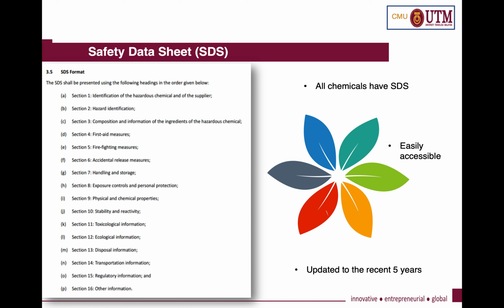Number 5, in case of fire. Number 6, accidental release measures, such as spills or splashes. Number 7, important for you to handle the chemical later on, and also to store it if you are not going to use it immediately upon receiving. And number 8, the one I told you to look at when you get it, is the exposure control and personal protection. It would sometimes tell you which proper PPE to use, face mask, what type of mask and whatnot.